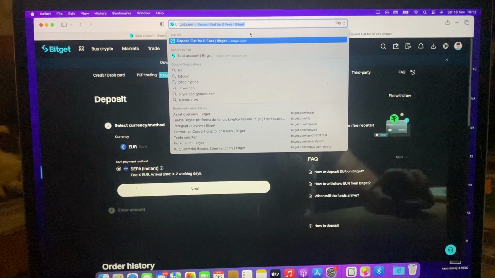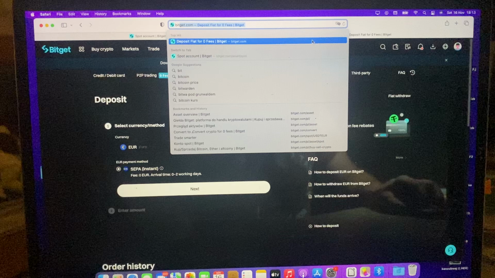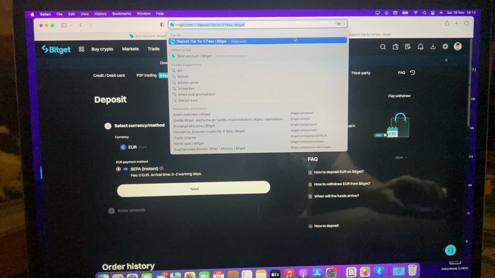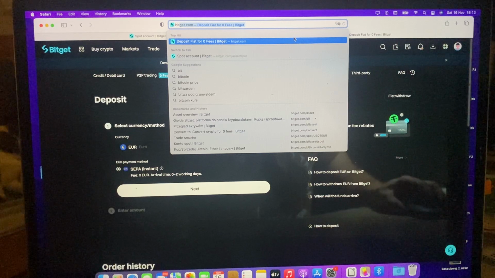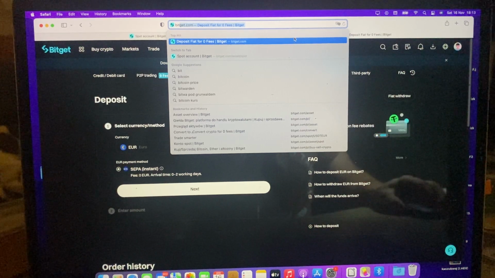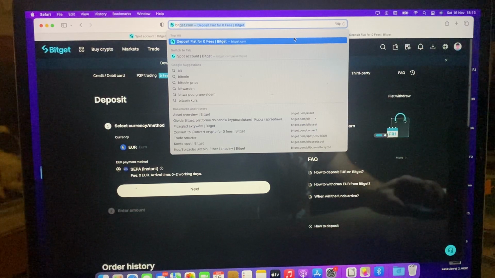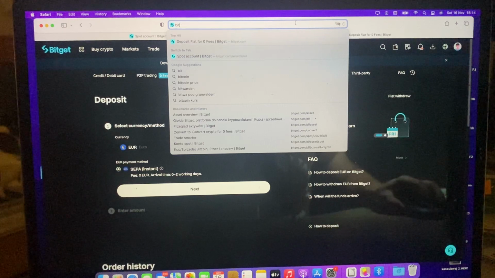After that, you have to send them some small amount of money so that they are sure what your bank account number is, and then they can transfer to your bank account the money that you have from selling your crypto.